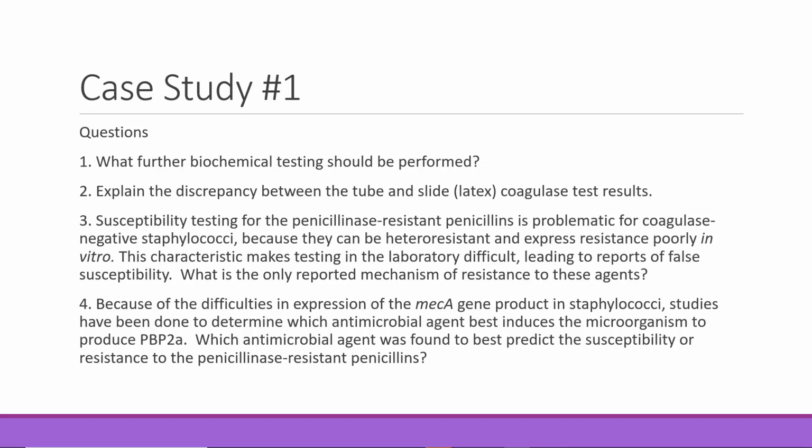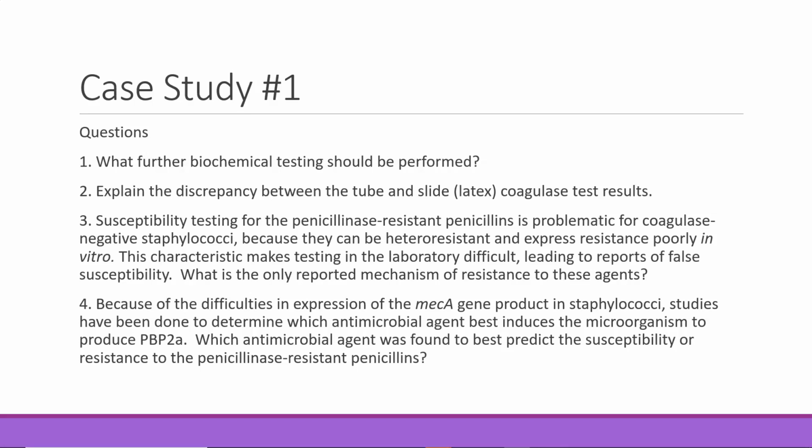Number 3, susceptibility testing for the penicillinase-resistant penicillins is problematic for coagulase-negative Staphylococci because they can be heteroresistant and express resistance poorly in vitro. This characteristic makes testing in the laboratory difficult, leading to reports of false susceptibility. What is the only reported mechanism of resistance to these agents? For this one, the only known mechanism of resistance is mediated by the mecA gene in Staph. That produces penicillin binding protein 2A, and it does not bind well to either penicillin or other penicillinase-resistant penicillins.